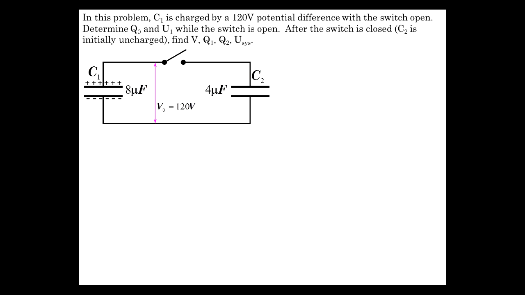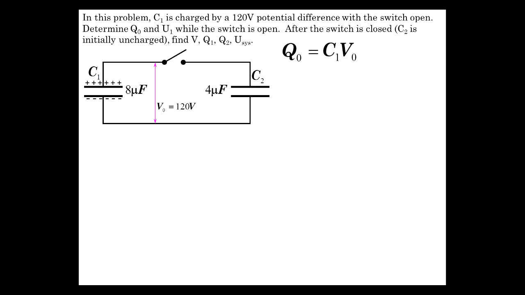And when the switch is closed, we're going to figure out what the voltage is across here and what the charge is on C1 and on C2. The system electric potential energy as well. So let's do it. First of all, let's find the initial charge.